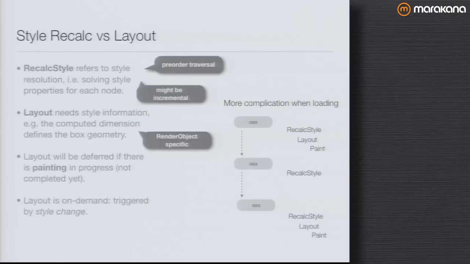So there's a huge difference between style recalculation and layout. Layout involves metrics and geometry. For example, if you move one div to another place, then obviously the position changes. Style recalculation means style resolution, solving particular style properties for each node.